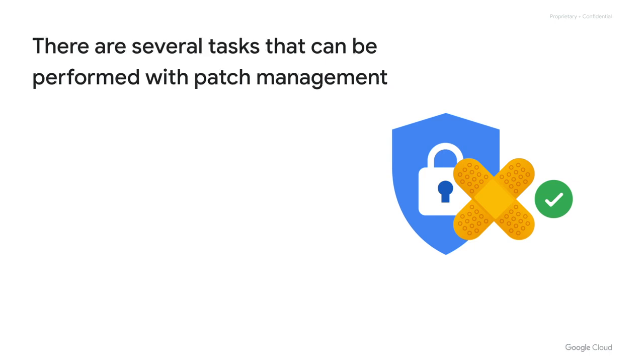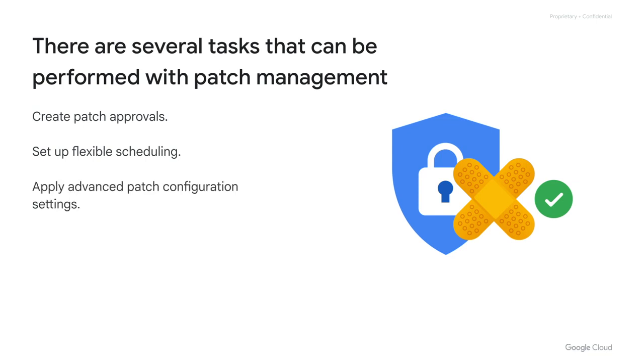There are several tasks that can be performed with patch management. You can create patch approvals. You can select what patches to apply to your system from a full set of updates available for a specific operating system. You can set up flexible scheduling, so you can choose when to run patches, one time or recurring schedules. Apply advanced patch configuration settings. You can customize your patches by adding configurations such as pre and post patching scripts. And you can manage these patch jobs or updates from a centralized location.